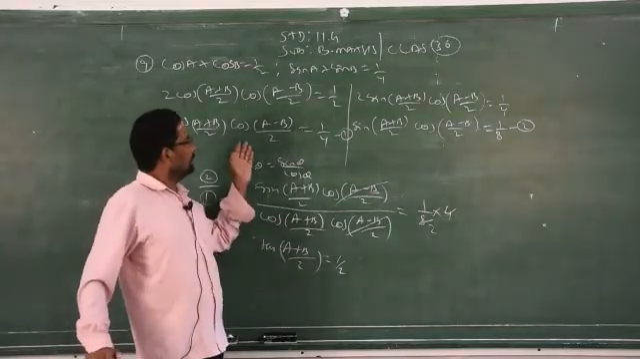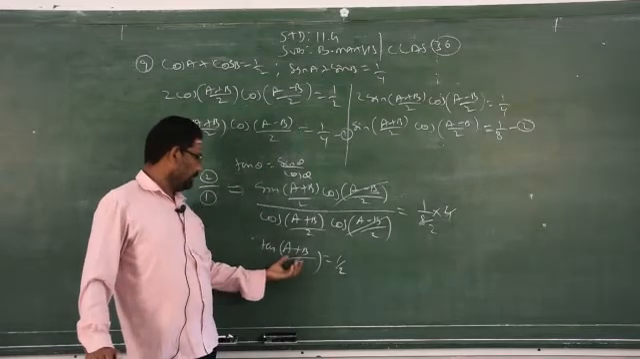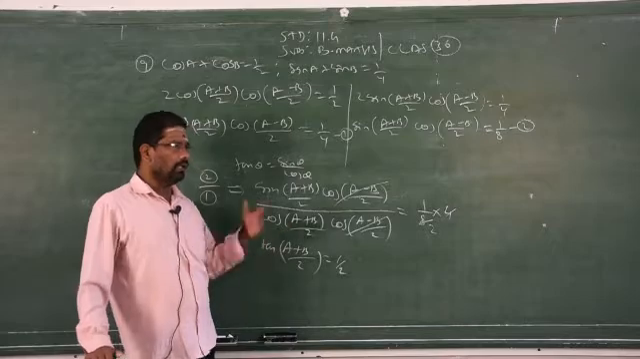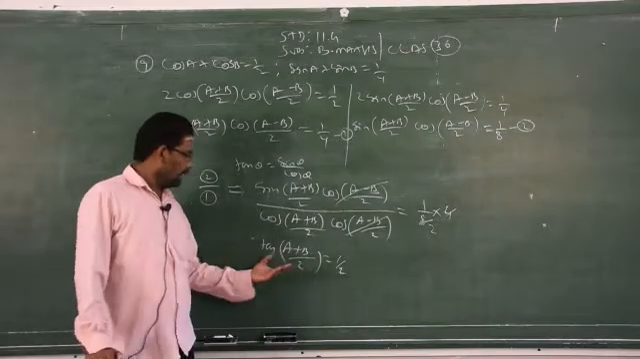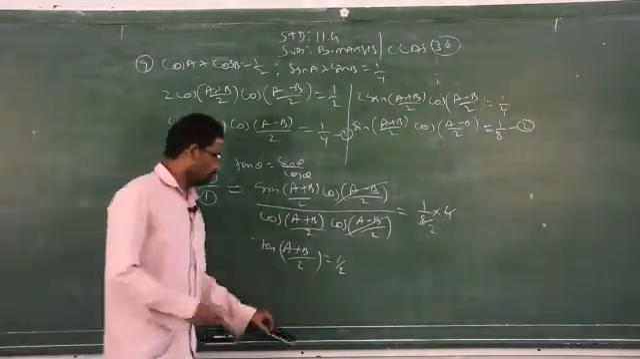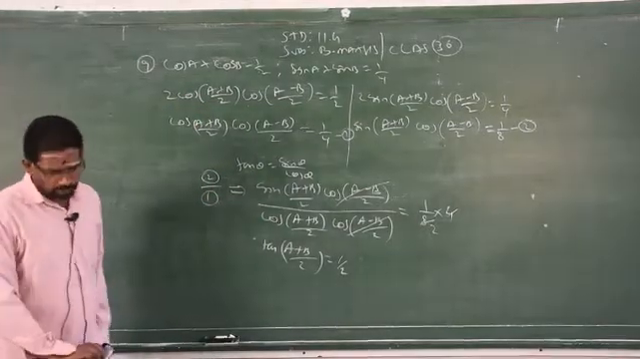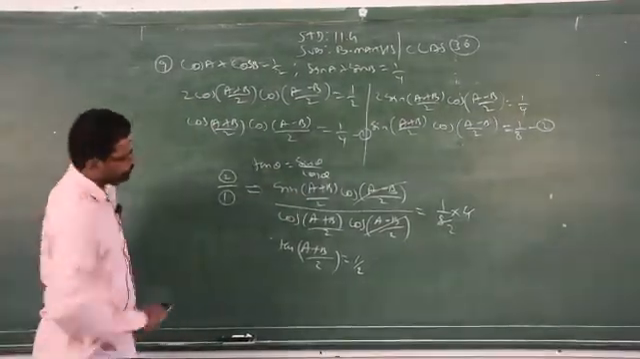You can even divide 1 by 2, you will get cot (A plus B) by 2 is equal to 2. So to get the tan format, you have to take the reciprocal, you will get tan (A plus B) by 2 is equal to 1 by 2. Clear? So this is the method, very simple. The only thing is you have to memorize the formulas.